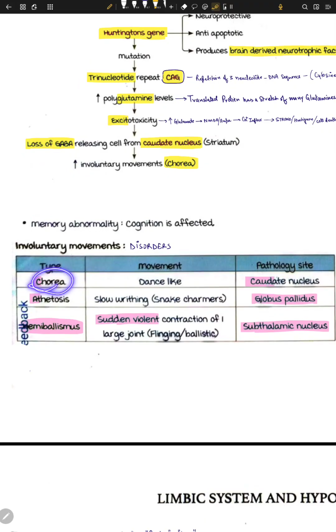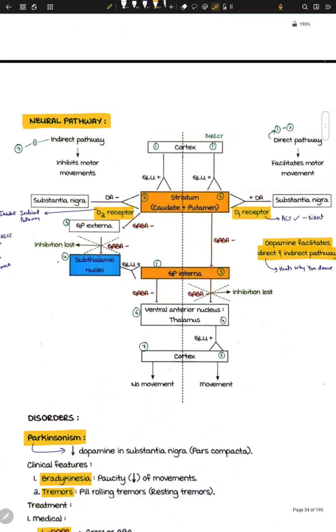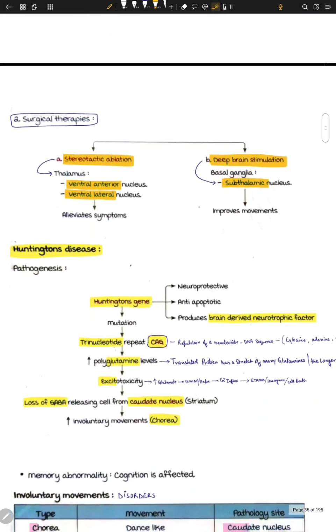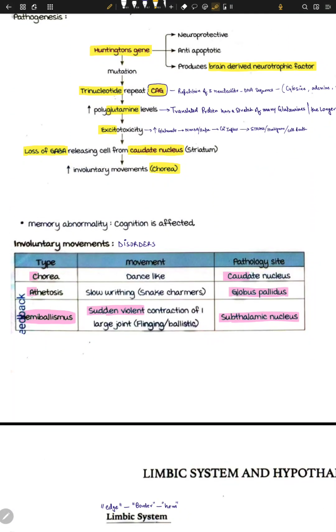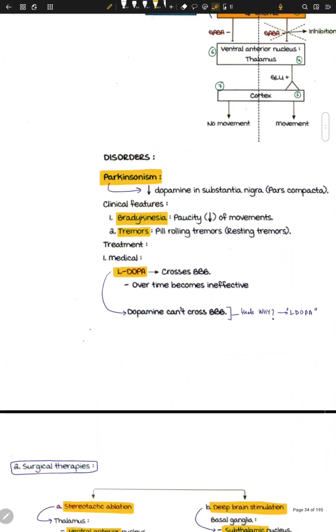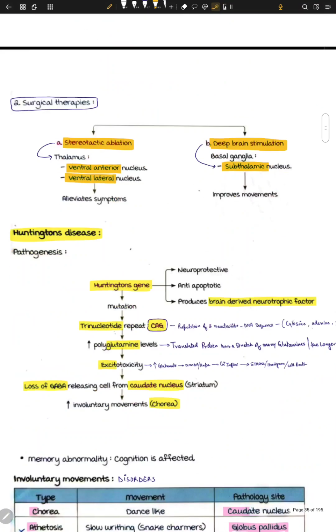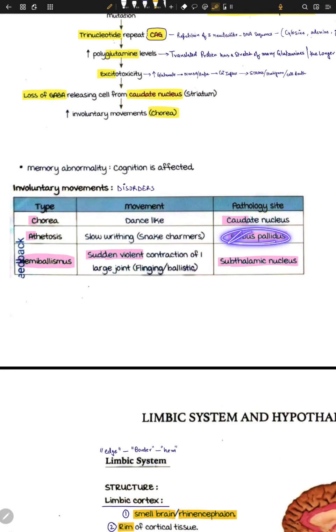Chorea happens because of the caudate nucleus, and we know that chorea is a movement disorder, and the caudate nucleus is part of the striatum. So the striatum is responsible for movement, right? If there is any sort of movement disorder, the caudate can very much be responsible. And this thing called athetosis, it's slow writhing. It means it's some sort of bradykinesis, and it happens in Parkinson's. So the globus pallidus is affected here, right? Like a snake charmer, because he moves very slowly in front of the snake. That's just a way of explaining it.